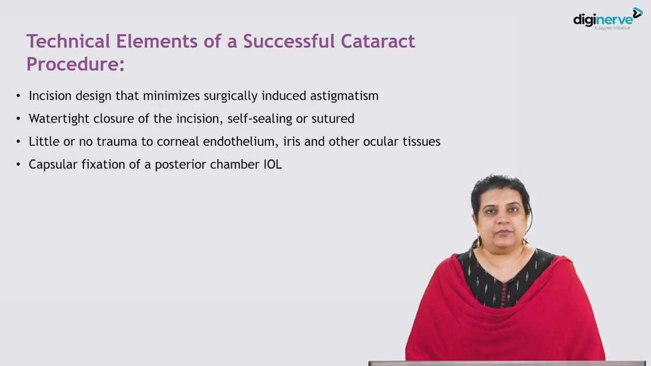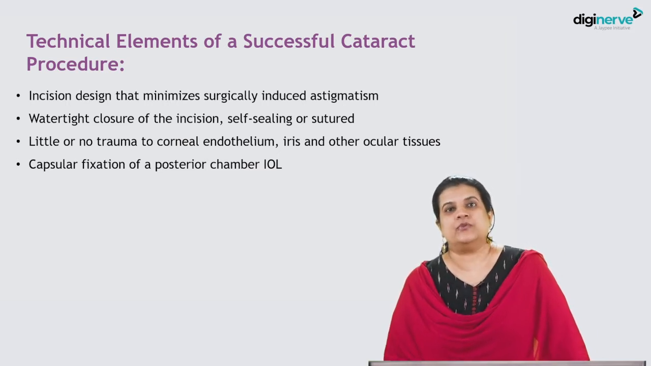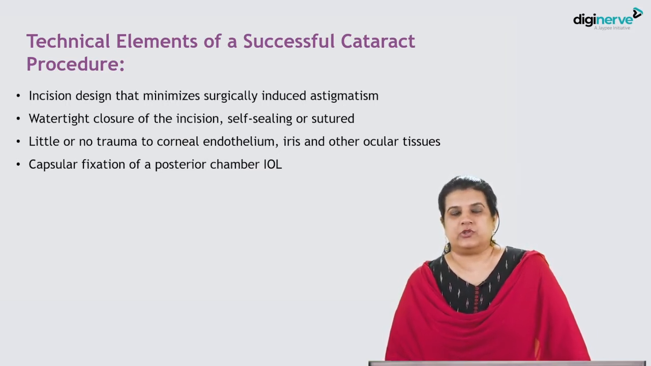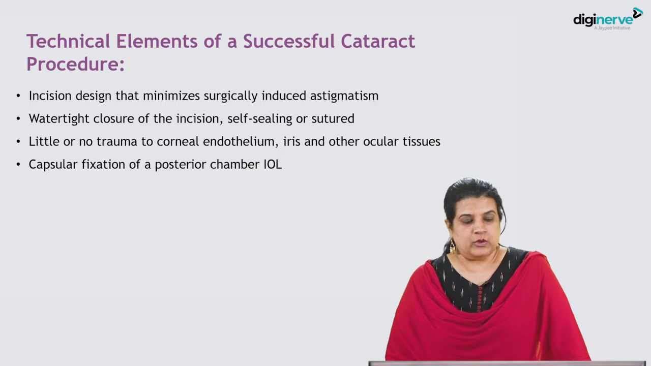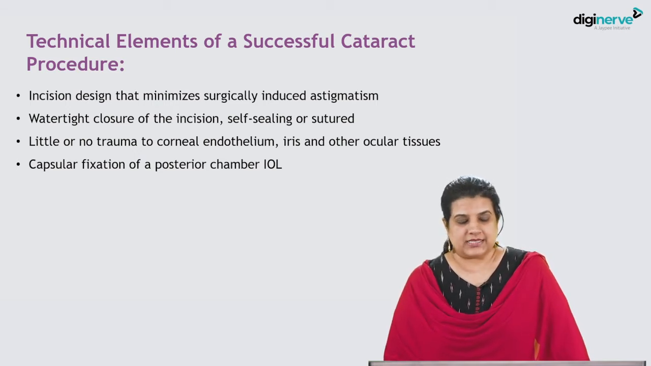Then we also aim to get a watertight closure of the incision. The incision can be either self-sealing in cases of small incision cataract surgery or phacoemulsification surgery, or in cases of extracapsular or intracapsular cataract extraction, we need to suture the large incisions using 10-0 nylon sutures. We want little or no trauma to happen to the corneal endothelium. Remember that corneal endothelial cells do not regenerate once they are lost.